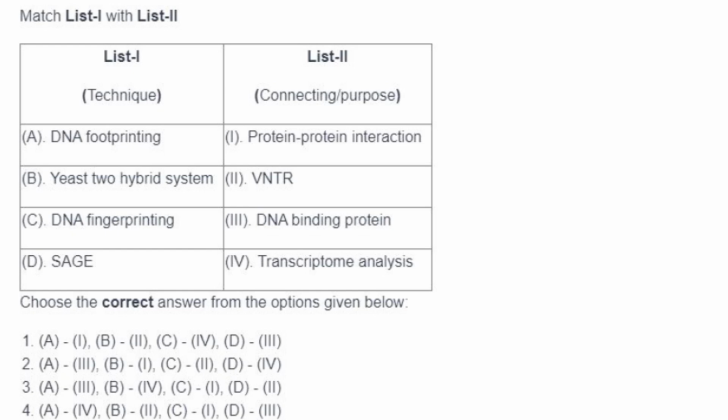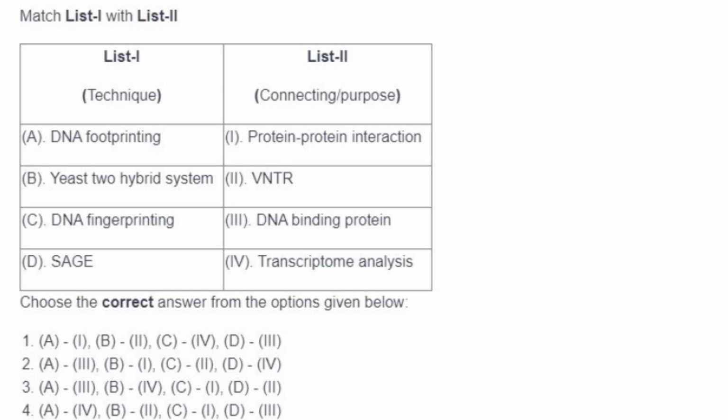Then a technique with the connecting purpose. DNA footprinting is used for finding out DNA binding proteins. That is like your RNA polymerase, it binds to the promoter. Promoter is a part of the DNA sequence. So DNA binding protein, RNA polymerase is a protein. So to which promoter region this RNA polymerase is binding, you can find out by DNA footprinting. So A3 is there in 2 and 3.